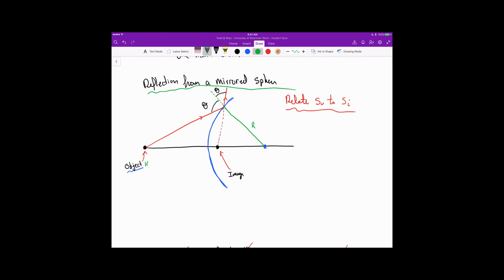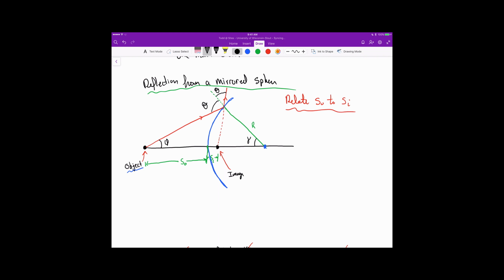So I'm going to call the distance between the object and the surface of the sphere S sub O, the object distance. That's to this point right here. And then the distance between the surface of the mirror and the image will be S sub I for image. So I need to find a way to relate those two quantities to one another. And so we're going to set up this geometry, and let's see, I'll call this angle in here phi, and this angle gamma. And now I need to start relating some of my angles to one another.